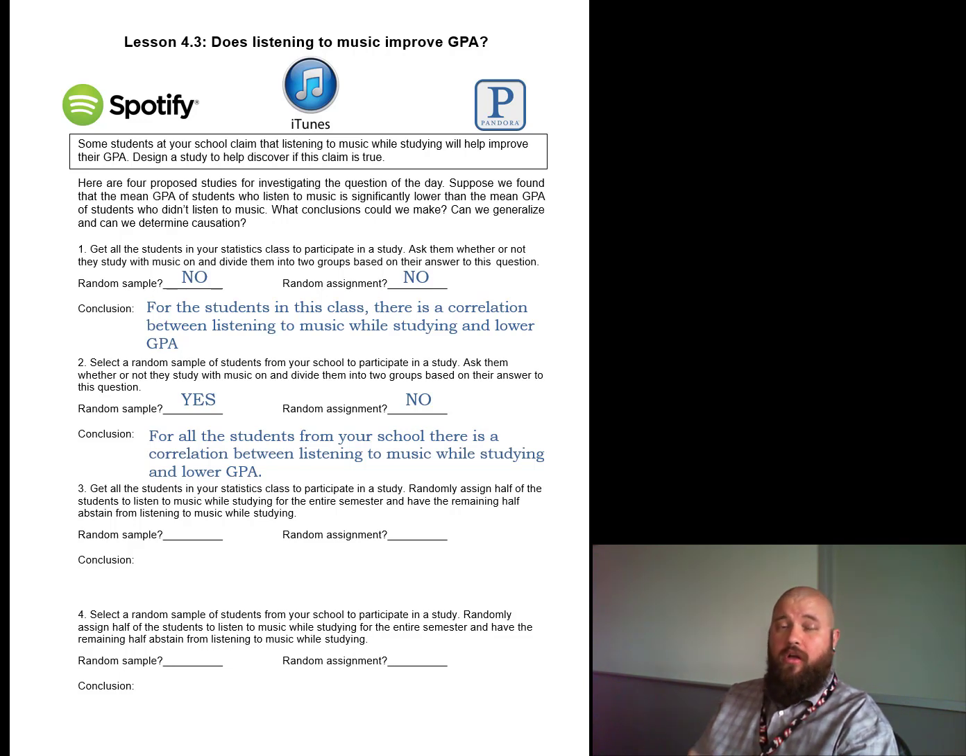Not saying that it will cause lower GPA for everybody, but according to the study and the problem, that's how it plays out, okay? So for number 3, get all the students in your statistics class to participate in a study. Randomly assign half of the students to listen to music while studying for the entire semester and have the remaining half abstain from listening to music while studying.